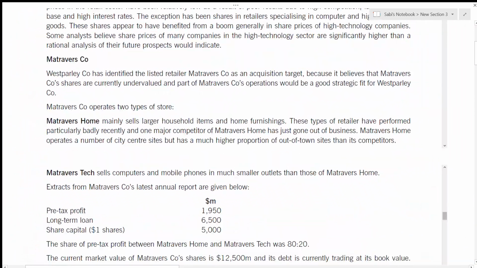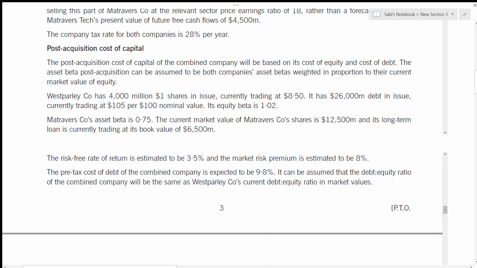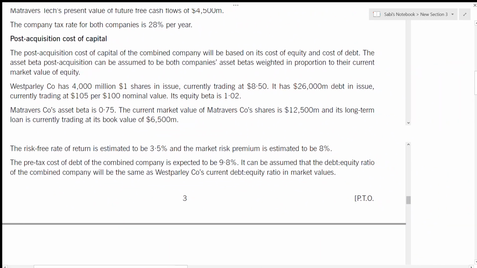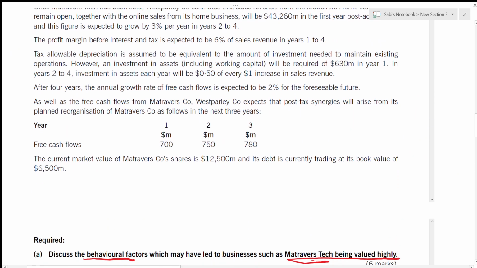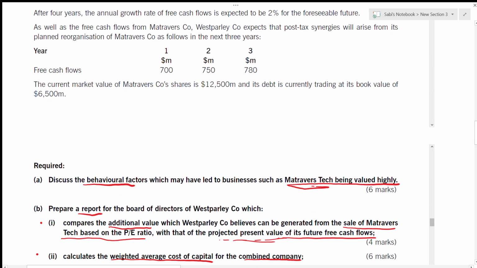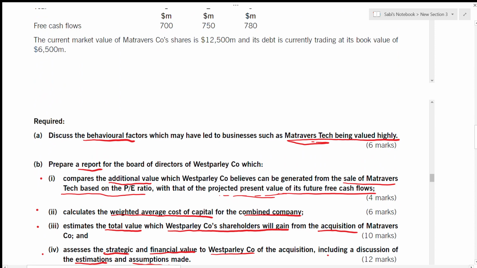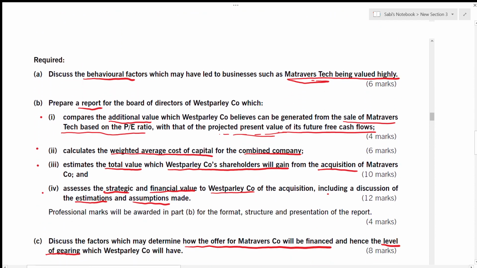Now let's go to the second requirement. So the first requirement is over. The second requirement is about the report which you have to make. Your attention has to be 100%. You have to be very focused now. Okay, so prepare the report.